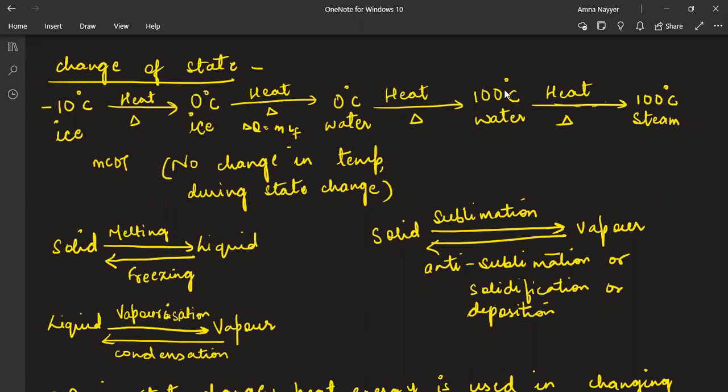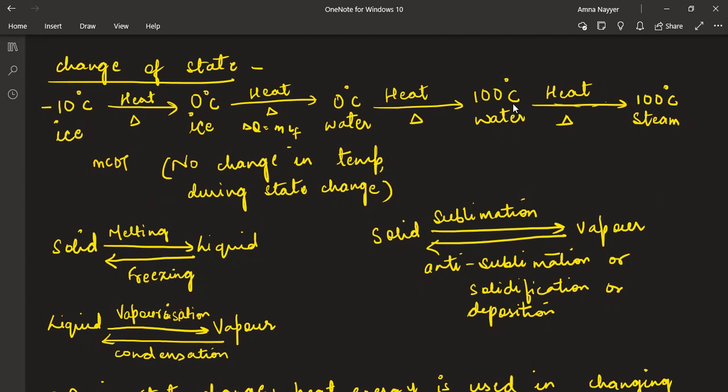Now 100 degrees Celsius of water is there. Heat is given. Now what will happen? 100 degrees Celsius is achieved, so it will not change further, but it will change its state. From water, it will become steam. Fine, 100 degrees Celsius of water will become 100 degrees Celsius of steam.